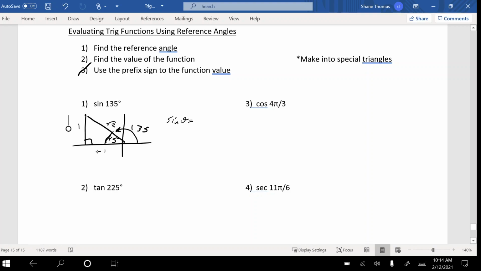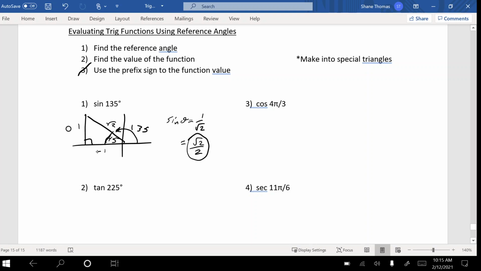Opposite over hypotenuse, correct. Sine is opposite over hypotenuse. Opposite is 1, hypotenuse is root 2. Can I leave it like that? No, I have to multiply by root 2 over root 2, right? So it's going to be equal to root 2 over 2. So root 2 over 2 would be the sine of 135 degrees.